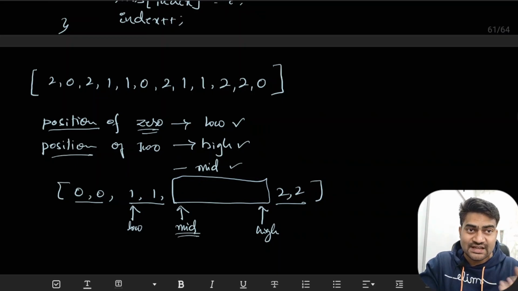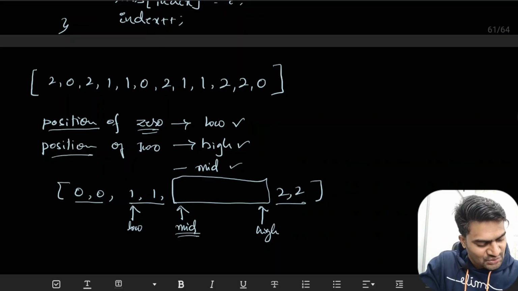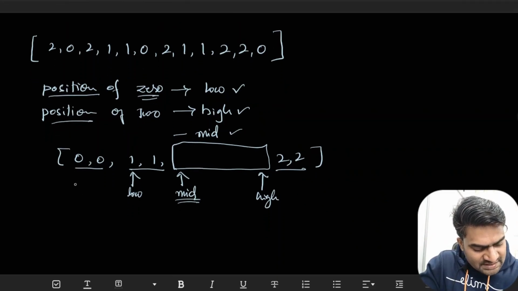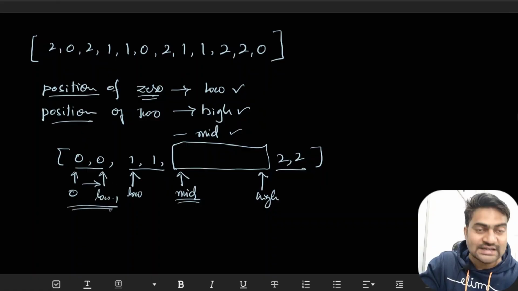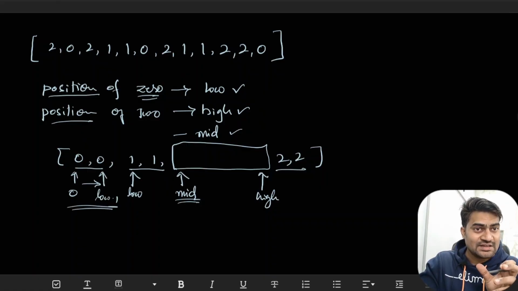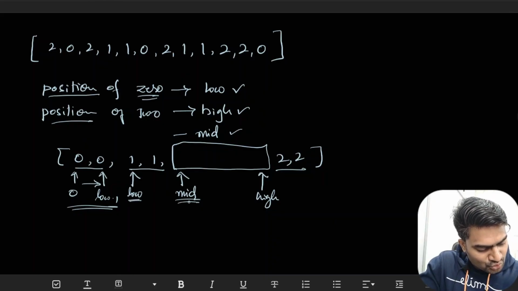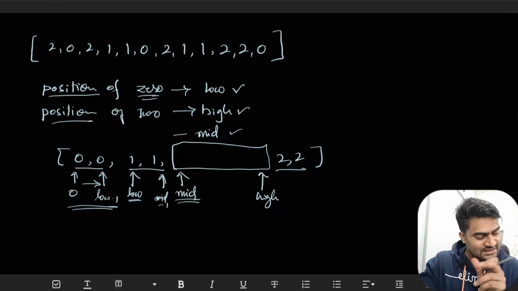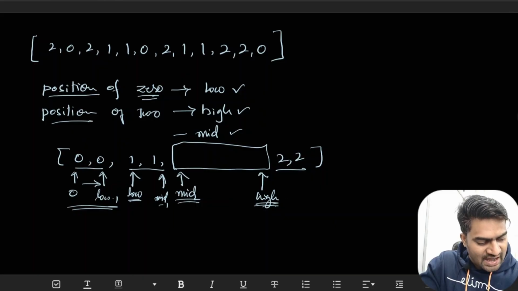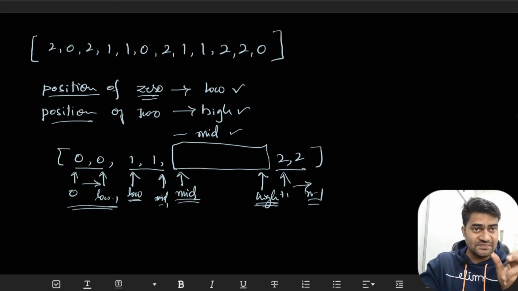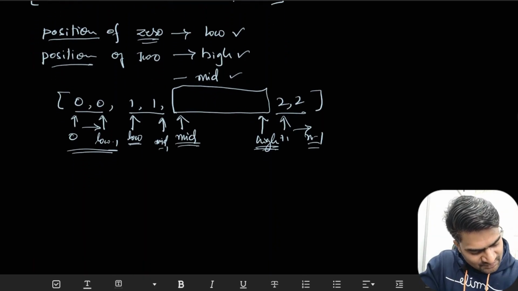So mid, we basically use it to process the elements. Now if you see, from 0 till low minus 1, this is my low minus 1. These are the zero values basically. Then from low to mid minus 1, these are our 1's. Then from high plus 1 till n minus 1, it is our 2's. Correct, right? So we will write that here.